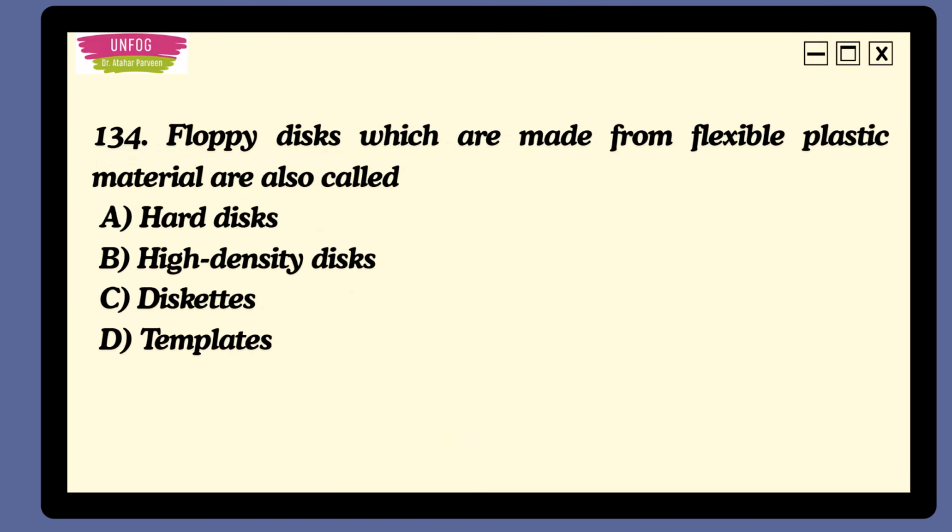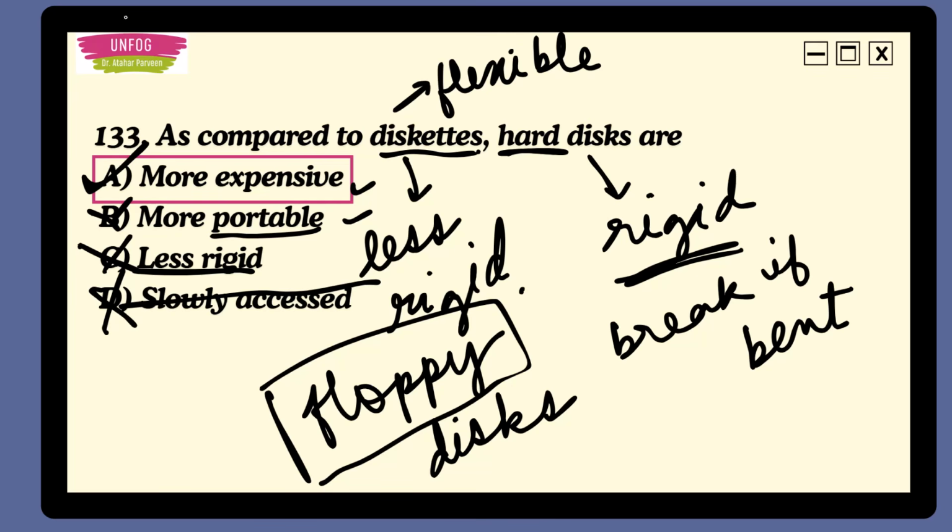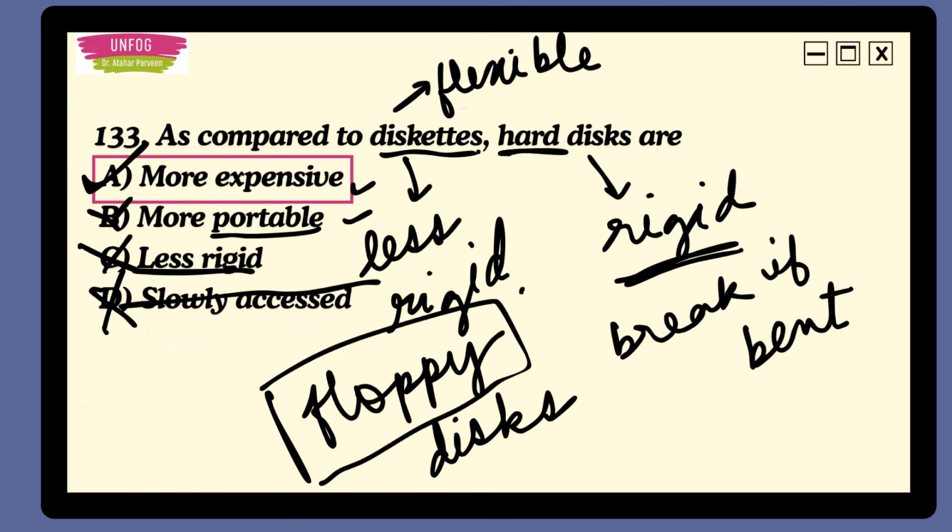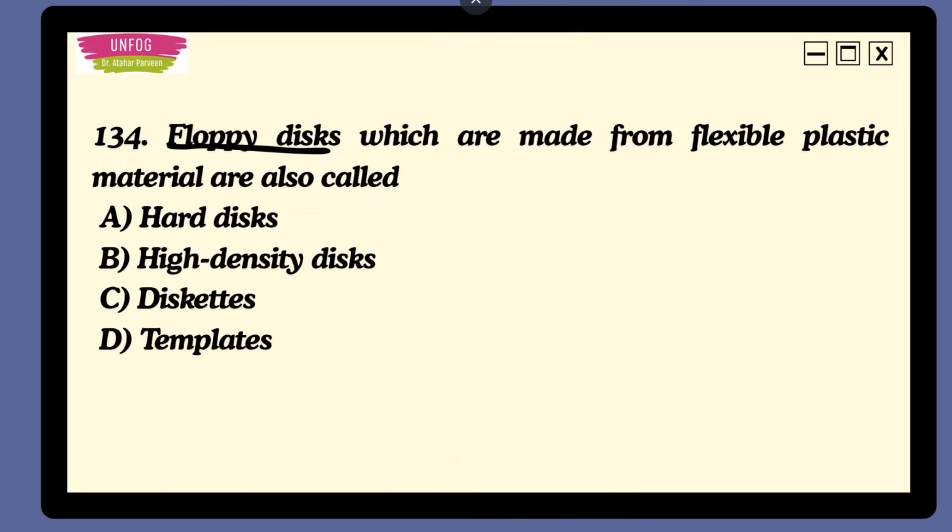Okay, next question. Floppy disks which are made from flexible plastic material are also called. Last question only we discussed, no? See, diskettes, flexible, floppy disks. So the answer is diskettes only. So if another name for floppy disks is diskette, and like I said here, no, they are very flexible. And here also he has given flexible plastic. So the correct answer is diskettes.